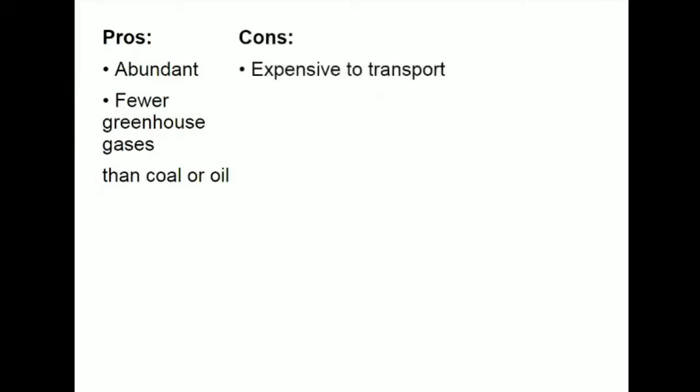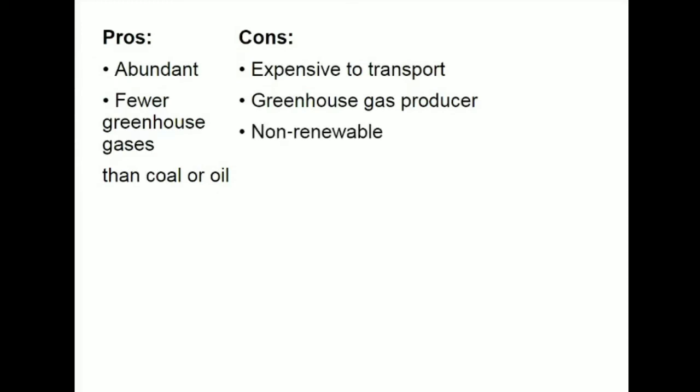Then pros, it is abundant in nature. Then it produces lesser greenhouse gases, so lesser impact on environment compared to coal as well as oil. And cons are, it is expensive to transport. Since it is highly inflammable, proper safety measures should be taken for transportation. Then it is a greenhouse gas producer anyway, even though it produces lesser greenhouse gas compared to coal or oil. Just like other fossil fuels, it is non-renewable in nature, it cannot be replenished.